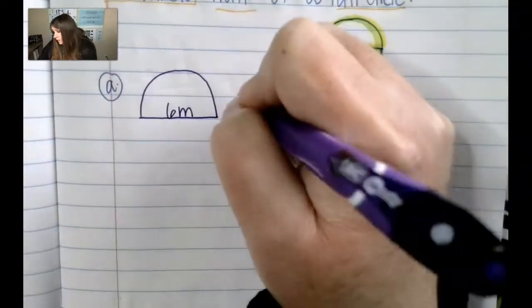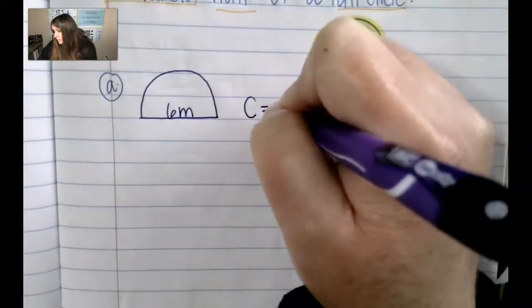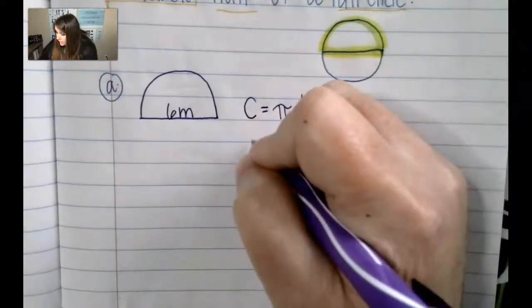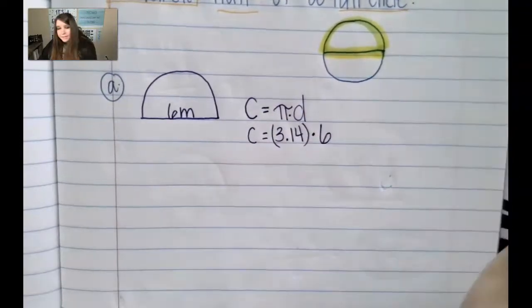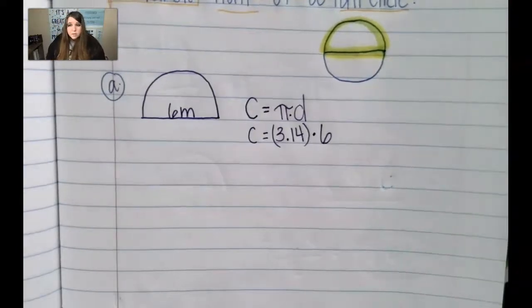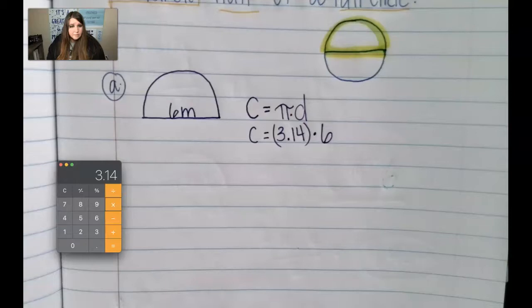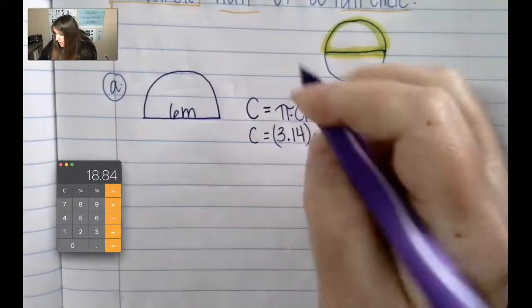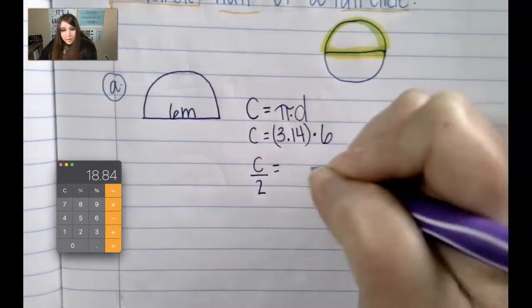So we're going to look at this. And the first thing that we're going to do is we are going to find the circumference. Well, we know circumference is pi times diameter. We're given the diameter, so we're going to use this formula. Circumference equals 3.14 times 6. Okay, that would give us a full circle. Well, we don't have a full circle. So because we have a semicircle, we are going to use the full circumference, but we're going to cut it in half.